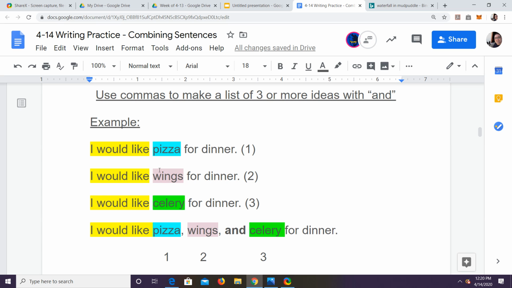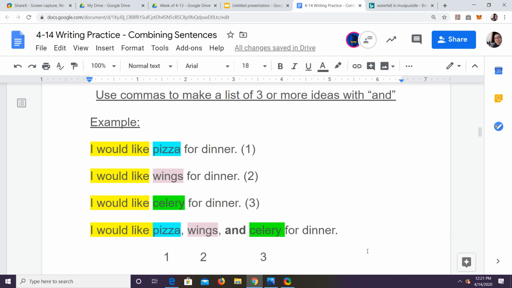I would like, one, that's the blue, pizza. Two, that's the pink, wings. Three, that's the celery. I would like one, two, and three. The and always goes before the last word in the series, and here the highest number is three. So where does and go? Tell me. Yep, if you said it goes before the last word in the series, in this case the green word, that's it. And then for dinner, yeah, just say it once, for dinner.